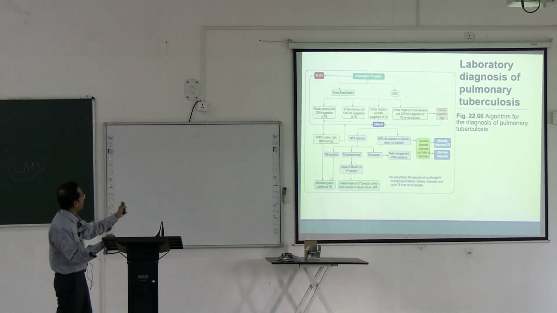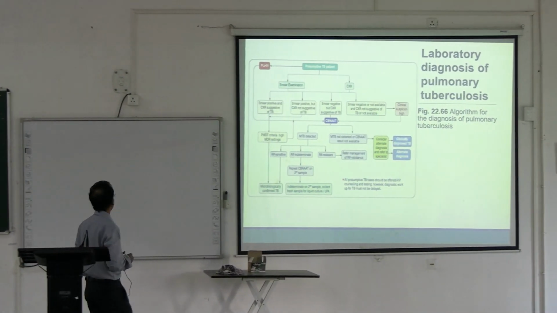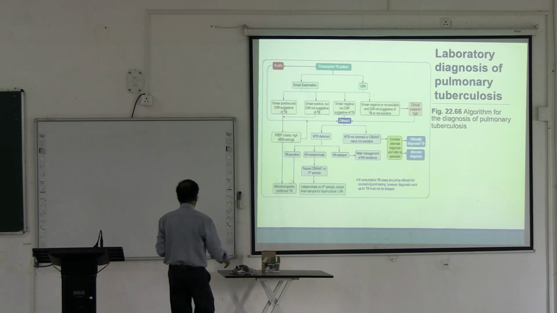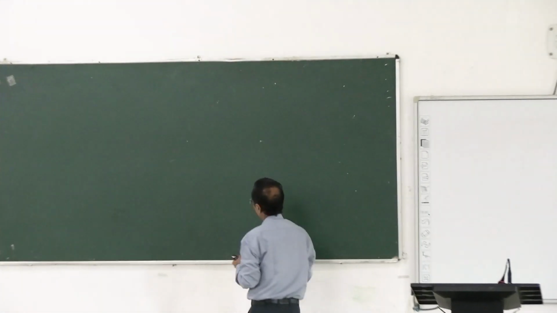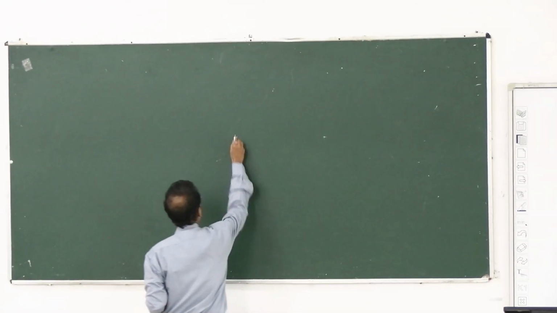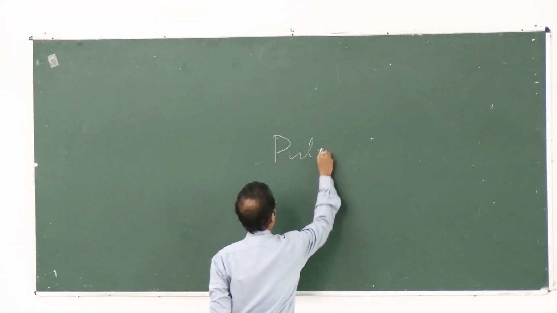So this is the laboratory diagnosis of pulmonary tuberculosis. For laboratory diagnosis there are two types, it should be divided into either pulmonary tuberculosis or extrapulmonary tuberculosis.